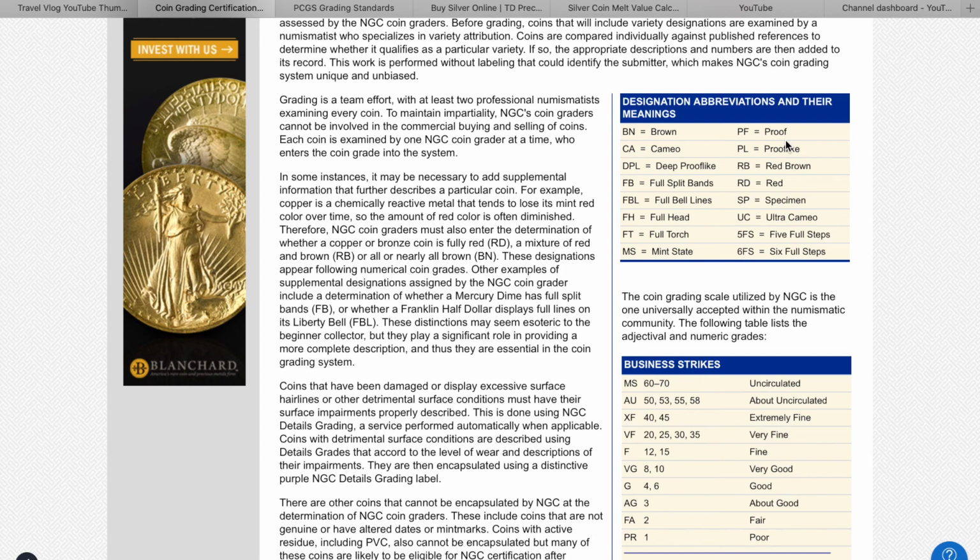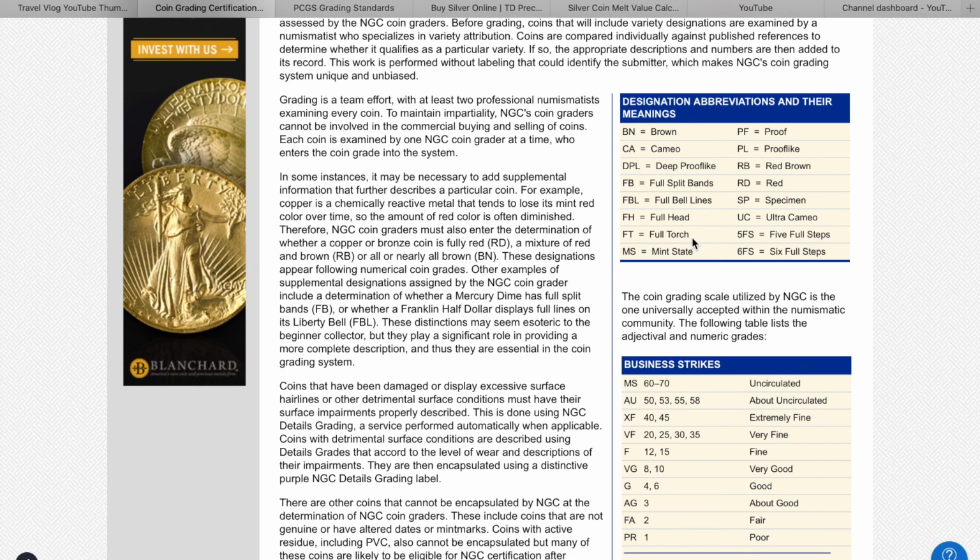SP, I've heard of specimen before, but I actually haven't seen an SP on one of the slabs. Full torch, which one was that? I think that was a dime, maybe the Roosevelt dime, I'm not sure where I saw that one before. And then the MS one that you see a lot is mint state. I kept hearing MS69, MS67, all those ones. That's when I first saw a couple of videos talking about slab stuff. I kept hearing MS over and over again, so mint state was the first one that I looked up and learned. But yeah, these are the different abbreviations they have for that.